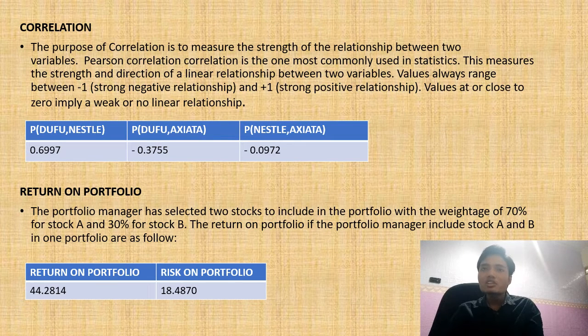Okay, next is the correlation. The purpose of correlation is to measure the strength of the relationship between two variables. Pearson correlation is the one most commonly used in statistics. This measures the strength and direction of a linear relationship between two variables. Values always range between negative 1, a strong negative relationship, and positive 1, a strong positive relationship. Values at or close to 0 imply a weak or no linear relationship.